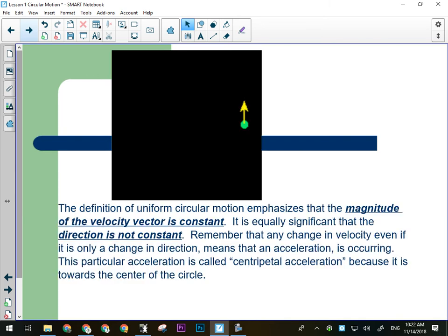All right. So the big thing here, guys, about uniform circular motion: uniform means not changing. So it emphasizes that the magnitude of the velocity vector is constant. That is, it's traveling at a constant speed. It is equally significant that the direction is not constant, right? So it's not traveling at a constant velocity, which means that it is always accelerating.